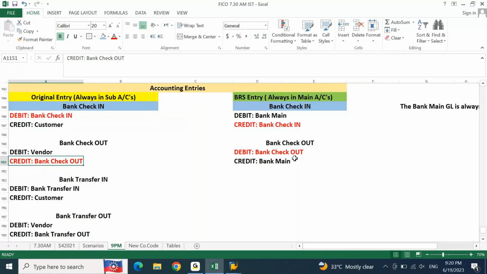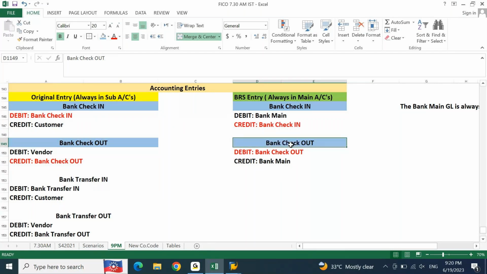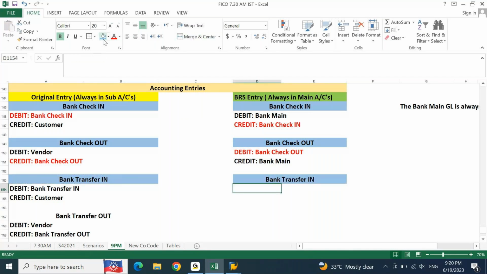Now next one is your bank check outgoing. This we have done. Next, bank transfer incoming. Let's put this bank transfer incoming. In this also same. Where is your bank transfer? It is on the debit side. If it is on the debit side, when you put the accounting entry, debit should be credit. Bank transfer incoming should be on the credit side.